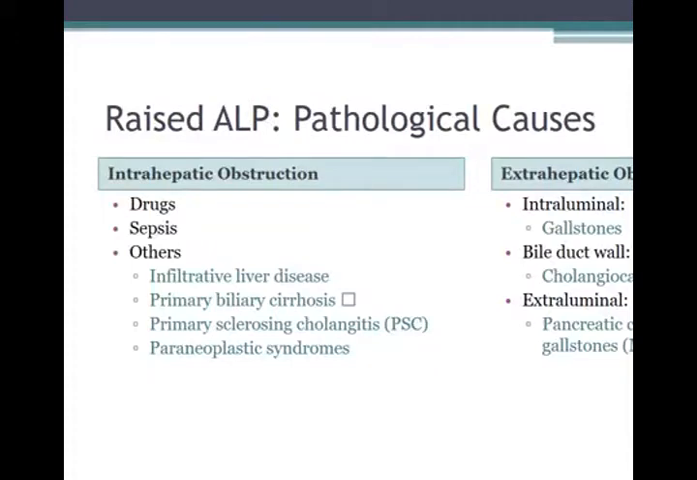So pathological causes of intrahepatic obstruction include some drugs such as antitubercular drugs, septicemia, and infiltrative liver diseases. A patient can have hemochromatosis, sarcoidosis, primary biliary cirrhosis, primary sclerosing cholangitis, and sometimes in cases of malignancy there is a paraneoplastic manifestation of raised alkaline phosphatase.